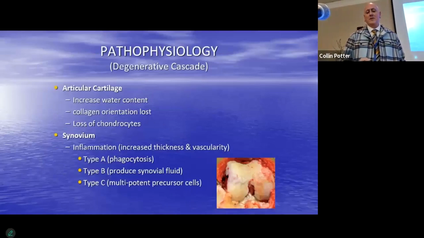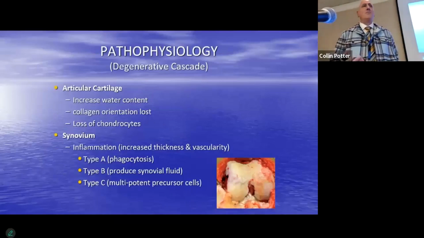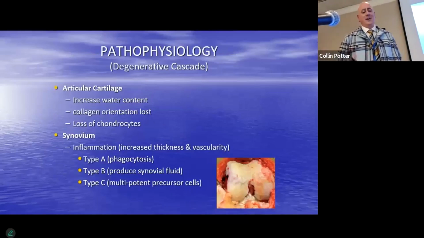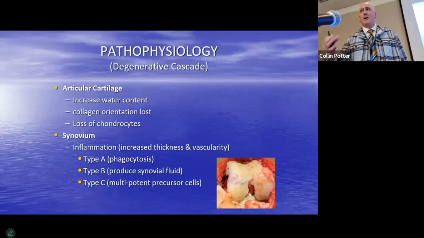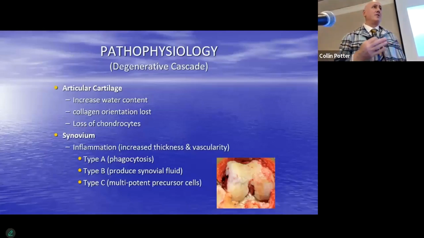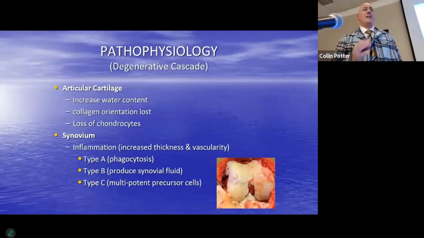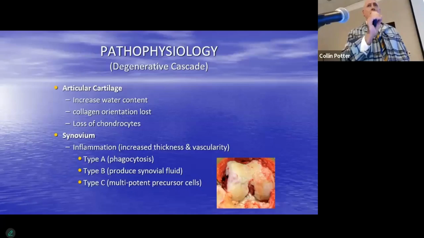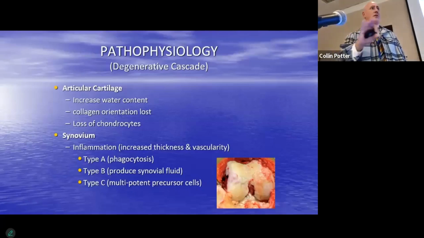So, pathophysiology. Things that you think would be helpful, like more water content, are not helpful. We said collagen losing its orientation, and then a loss of chondrocytes. We know chondrocytes, cartilage cells, are important. Now, cartilage is not just chondrocytes connected to chondrocytes. There's a lot of other tissue in there, but chondrocytes are the ones that are really leading the charge in terms of cartilage formation.